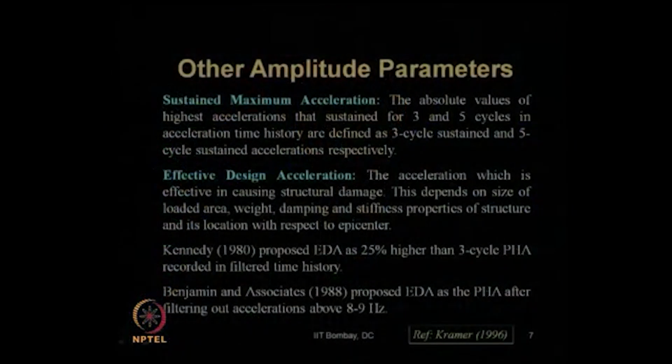Because as I said earlier, about 3.5 to 4 hertz is the typical range of damaging earthquake frequencies, and with that range you will find that the recommendation is to consider the frequency range up to a maximum of 9 hertz to take the value of PHA, which can be used as your design acceleration or effective design acceleration, EDA.